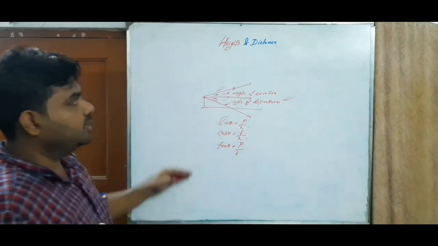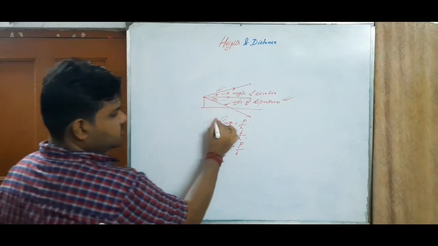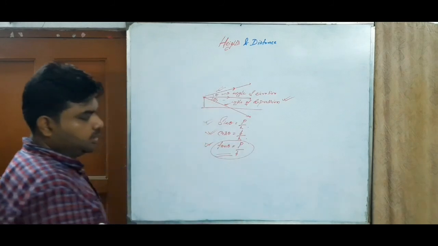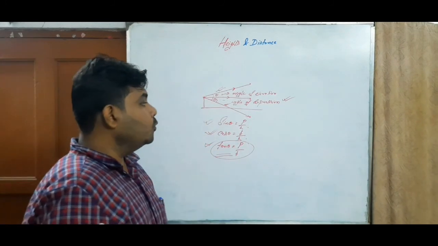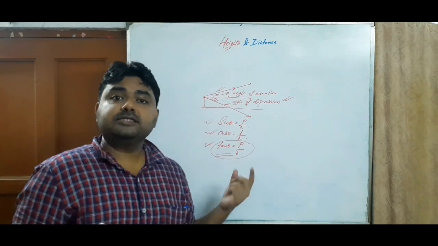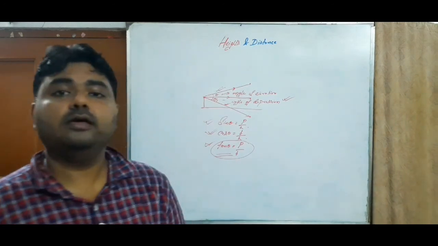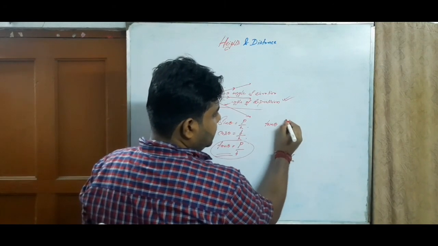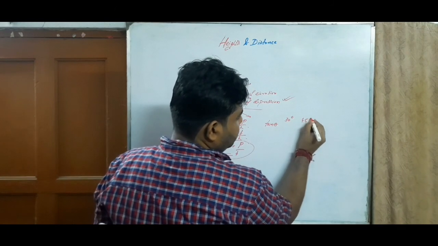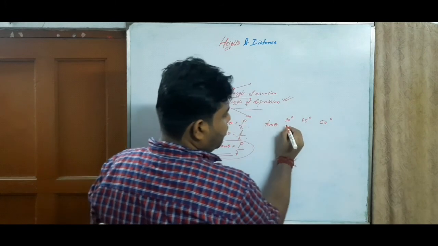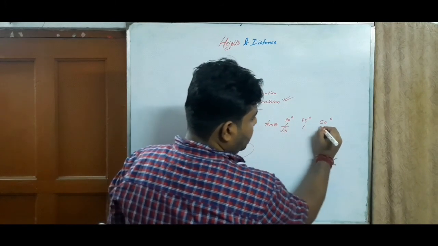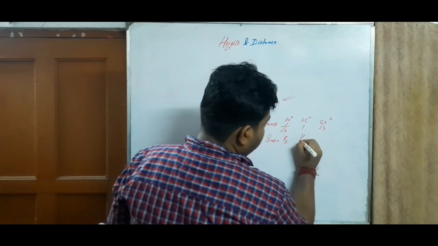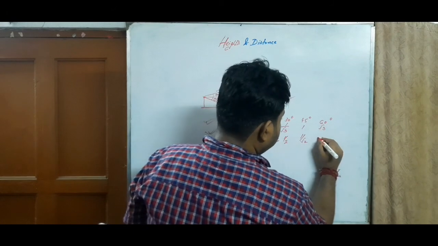In this particular chapter, heights and distance, we need only these three formulas, but the most important is tan theta, which equals perpendicular by base. We will also have to know the standard values of these three trigonometric ratios for the standard angles. First, tan 30 degree, tan 45 degree and tan 60 degree. This is the most important thing: 1 by root 3, 1 and root 3. Whereas sin 30 is half, sin 45 is 1 by root 2 and sin 60 is root 3 by 2.